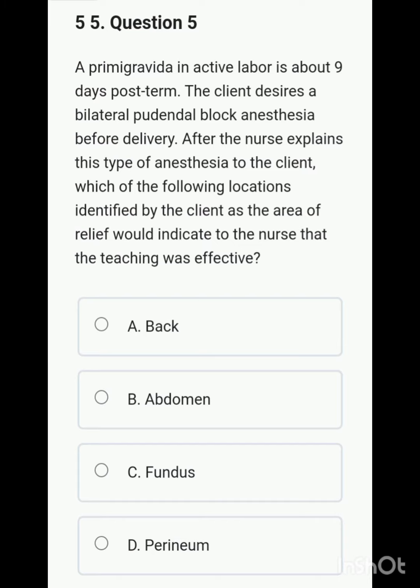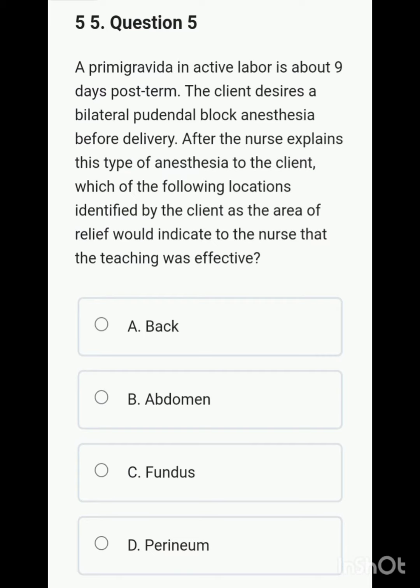And fifth question is, a primigravida in active labor is about 9 days post term. The client desires a bilateral pudendal block anesthesia before delivery. After the nurse explains this type of anesthesia to the client, which of the following locations identified by the client as the area of relief would indicate to the nurse that the teaching was effective? That means the patient understood the teaching of the nurse. So where should the pudendal block be given?